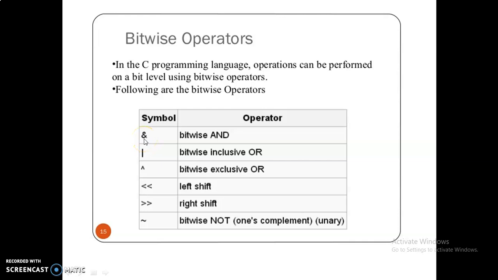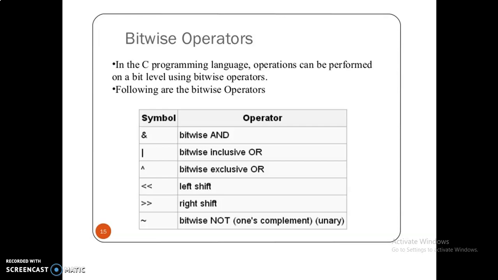Here a single ampersand is used for bitwise AND, because we have logical AND operators in C. For the logical AND operator, a double ampersand is used. So to differentiate the bitwise operator from the logical operator, a single ampersand is used for bitwise AND. Likewise, a single pipeline symbol is used for bitwise OR. To differentiate from logical AND and logical OR, the bitwise operators are specified as ampersand and pipeline in C. And then there are bitwise exclusive OR, left shift, right shift, and bitwise NOT, which is called one's complement.